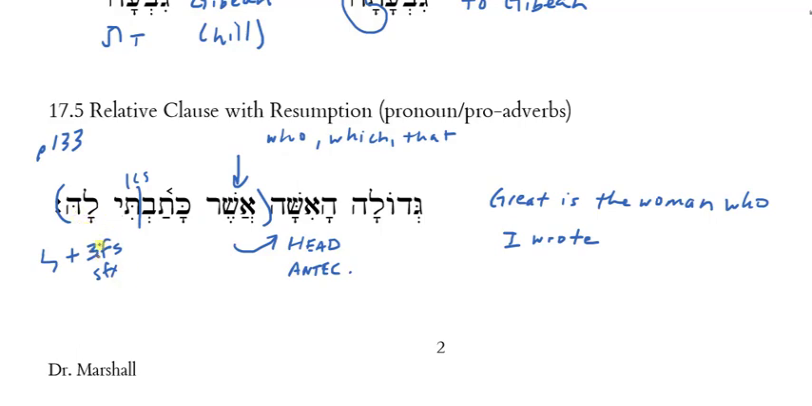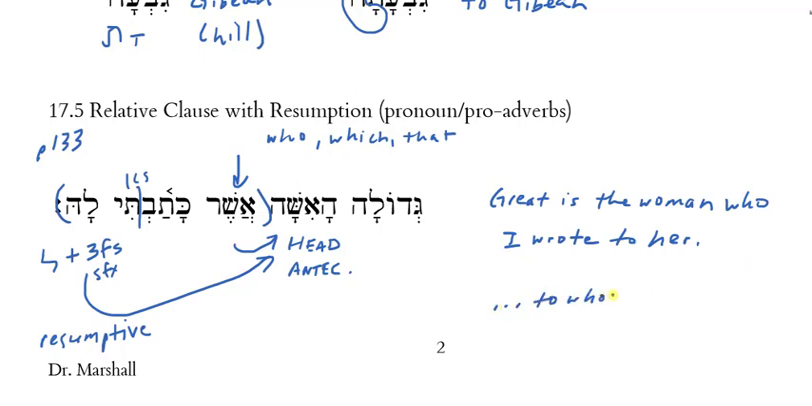Okay? Who does that third feminine singular pronoun refer to? It refers to ha'isha, to the woman. This is what we call a resumptive pronoun. The resumptive pronoun refers back to the head. Now, in English, this does not sound like very good English, right? Great is the woman who I wrote to her. How would we say that in good English? Great is the woman to whom I wrote. Okay?